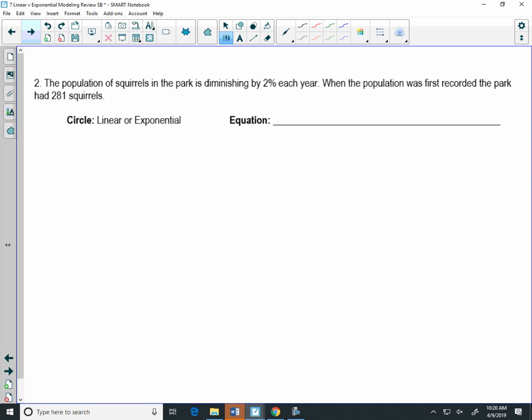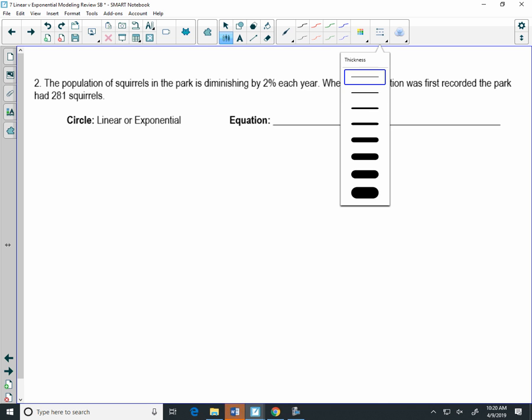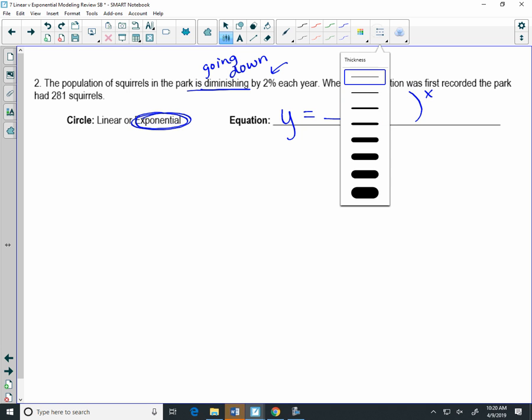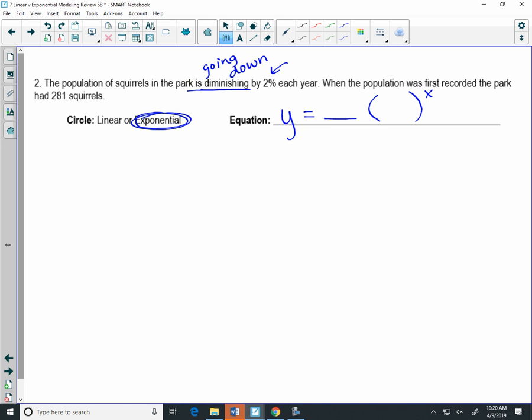Okay, we have a population of squirrels, and we are diminishing by 2% each year. I see a percent, so that's definitely telling me exponential. The other word I see here is diminishing, so I know that this is going down. The population first recorded in the park had 281 squirrels. Okay, starting value and what we're multiplying by. Gotta have that x up there to make it an exponential. Have to have that x.